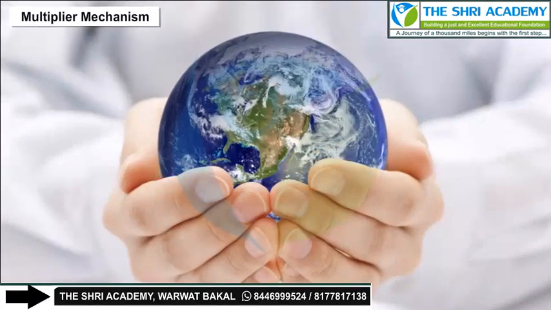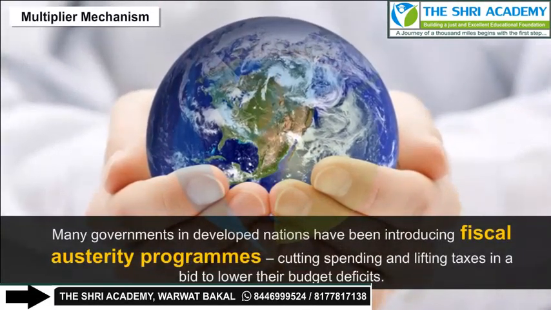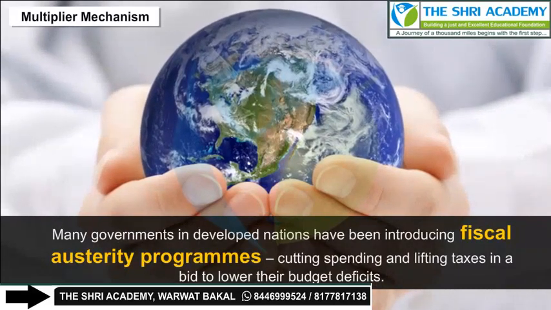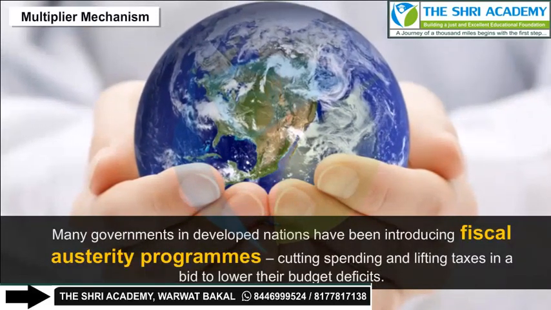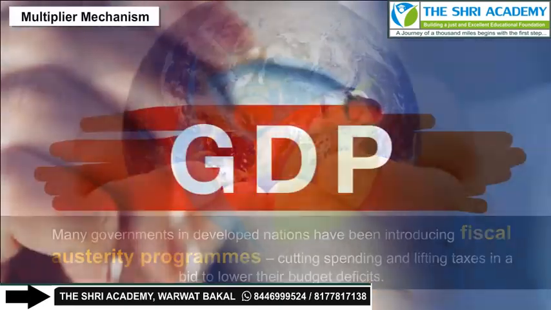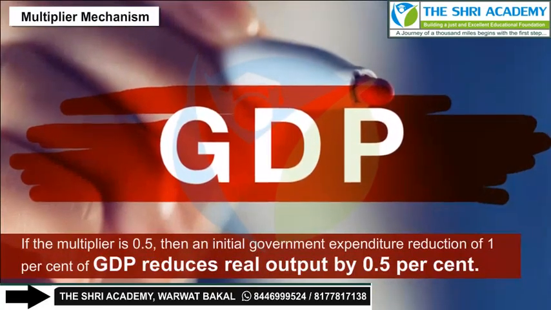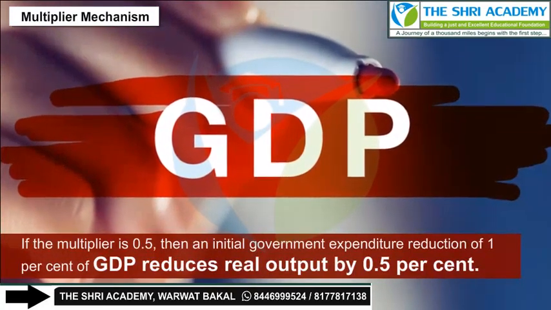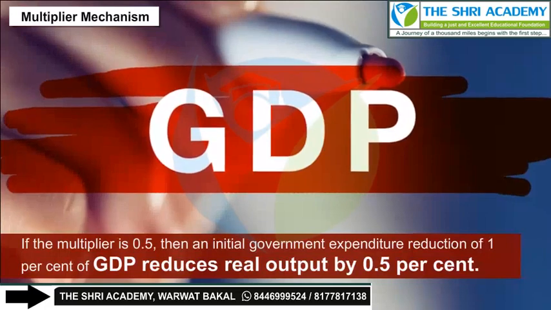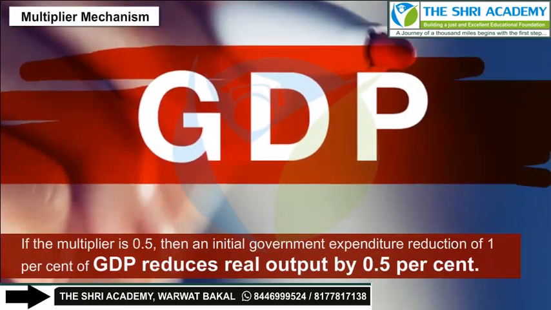Multiplier mechanism. Many governments in developed nations have been introducing fiscal austerity programs, cutting spending and lifting taxes in a bid to lower their budget deficits. If the multiplier is 0.5, then an initial government expenditure reduction of 1% of GDP reduces real output by 0.5%.